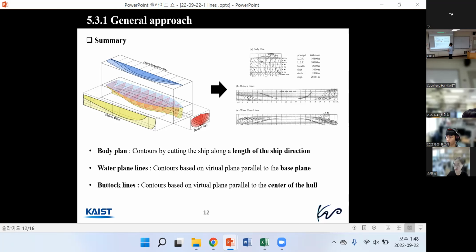the blue contours. The name of the blue contours is water plane lines, the contours based on the virtual plane parallel to the base plane. The final one is the bottom lines, the yellow contours in the schematic, the contours based on the virtual plane parallel to the center of the hull. By dividing the shape into the three planes and using the lines on each plane, we can reconstruct a three-dimensional shape as two-dimensional lines. It is the basic principle of the line drawing of the ship.